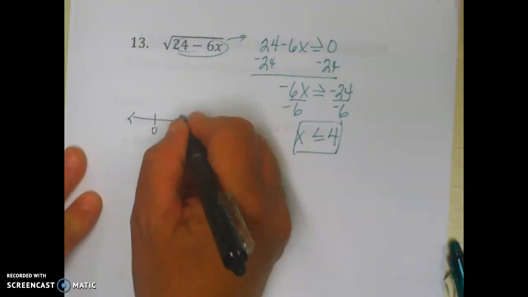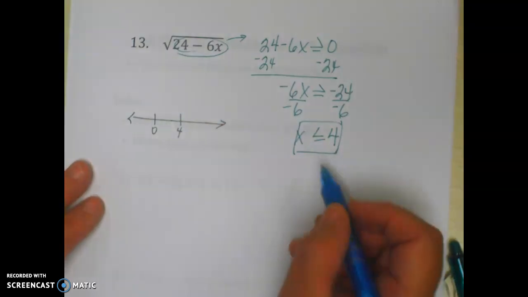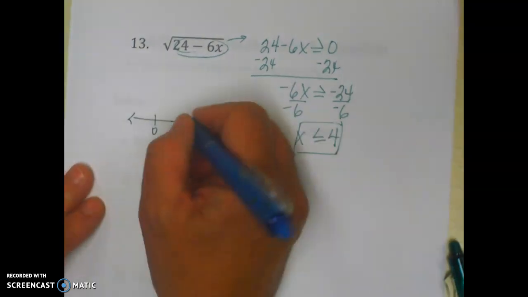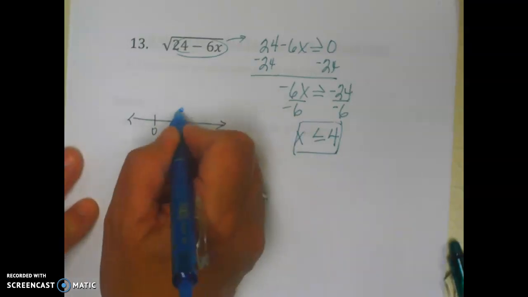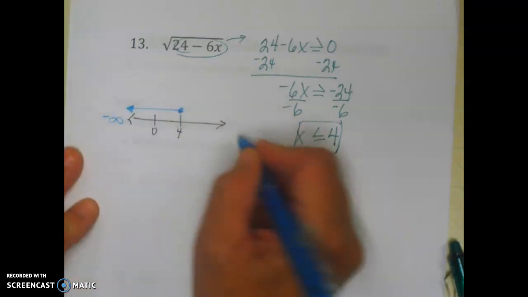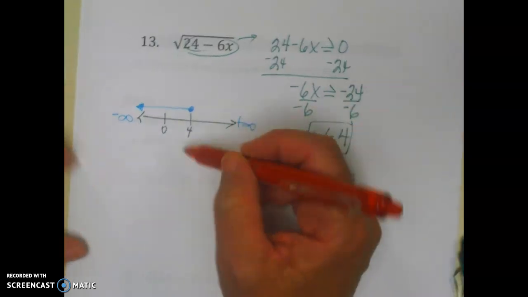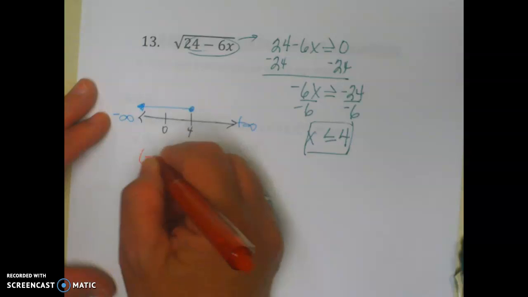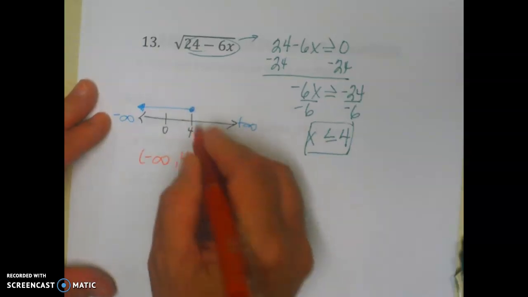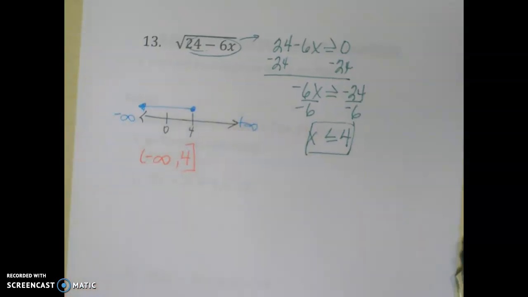So I have 0 and 4. My circle's on the 4, and it's closed because I have a line in it. It's a closed circle, and it's pointing to the left. So this one's going out this way. All right, this is negative infinity. This is positive infinity. And then your graph will always dictate your interval notation. So we just go from left to right, starting at negative infinity. It goes all the way up to 4. And since I'm including it, I'm going to put a bracket. And that's all we have to do with finding domains for radicals and rational expressions.